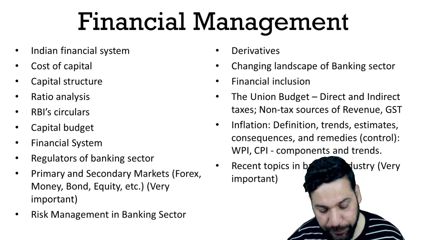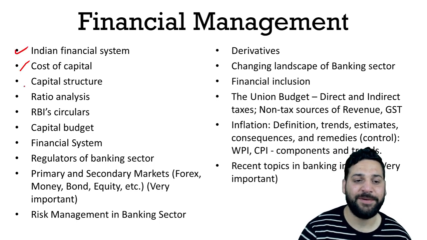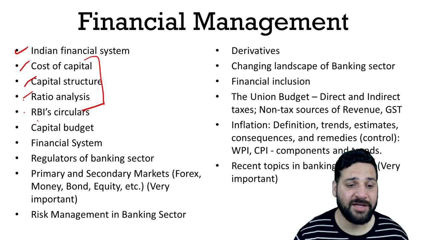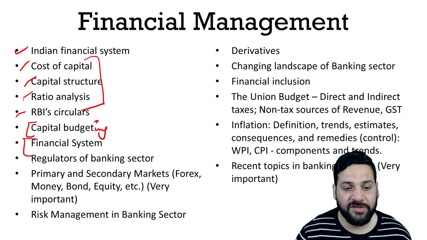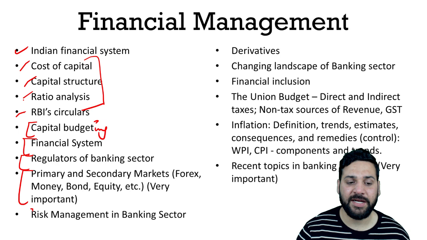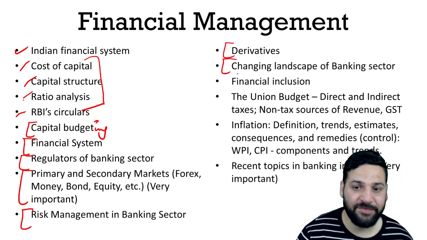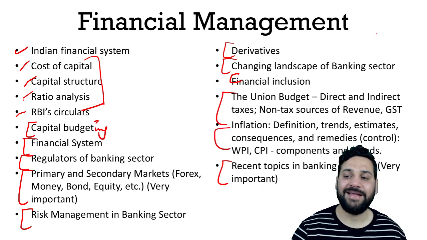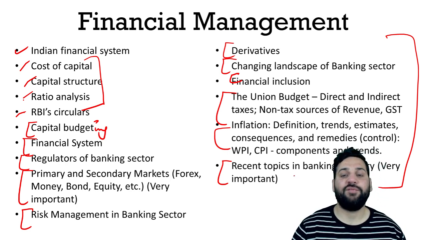So this is the syllabus of financial management: the Indian financial system, cost of capital, capital structure, ratio analysis. These are like practical topics, the RBI circulars, the capital budgeting is here. Indian financial system, regulators of banking sectors, primary, secondary market, risk management, derivatives, changing landscapes of banking sector, financial inclusion, union budget, inflation, recent topics in the banking industries, right? So this is the syllabus of financial management.